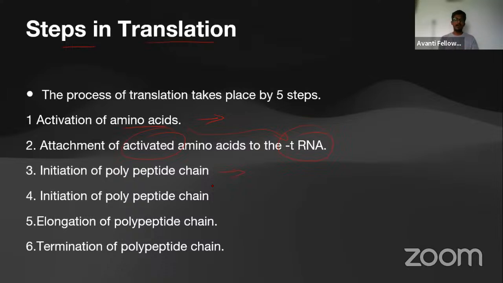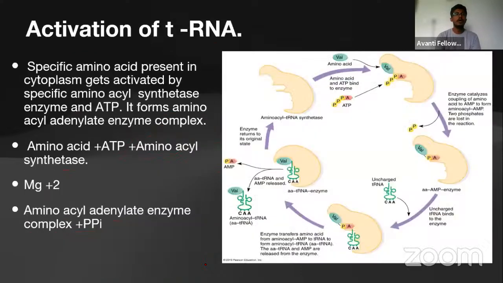Once the initiation is complete, now what do we do? We go for elongation of the polypeptide chain. And finally, it comes with termination of the polypeptide chain. So these are the steps involved in the process of translation. First, we talk about the activation of tRNA. What is called activation of tRNA?